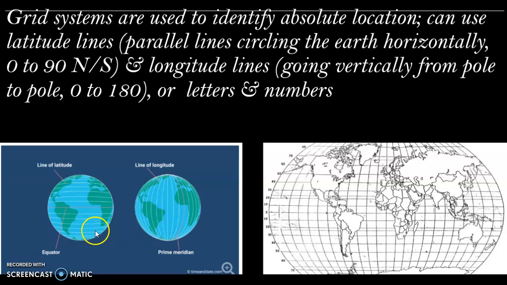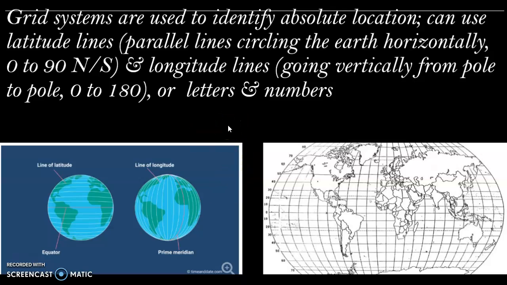Lines of latitude separate the Earth into northern and southern hemispheres because you're either above the equator or below the equator. Lines of longitude separate the Earth into western and eastern hemispheres. You're either to the west of the prime meridian or to the east of the prime meridian.